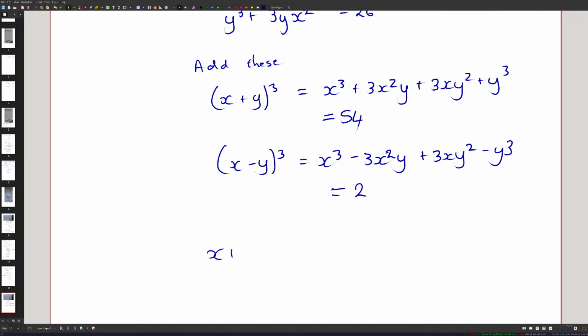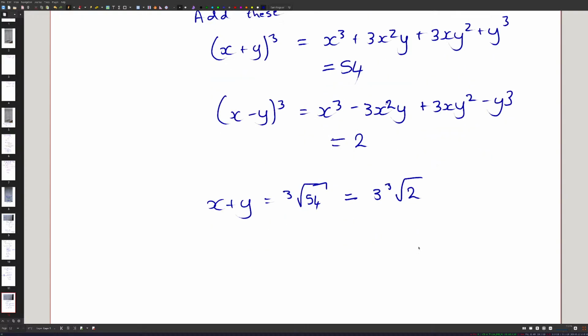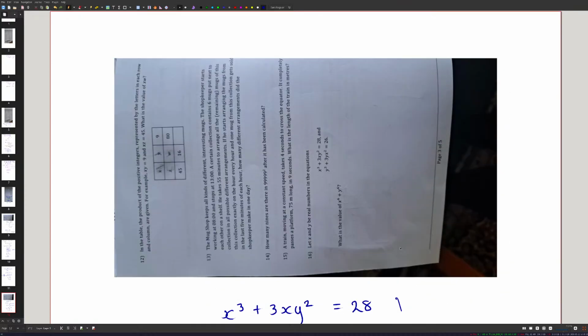And so we get x plus y is the cube root of 54. Although one thing, the 54 is divisible by 27. So this is 3 cube root 2. And the x minus y is just cube root of 2. So I guess we can work out that x is 2 cube root 2. And y is equal to cube root of 2. Yeah, that's nice. That works.